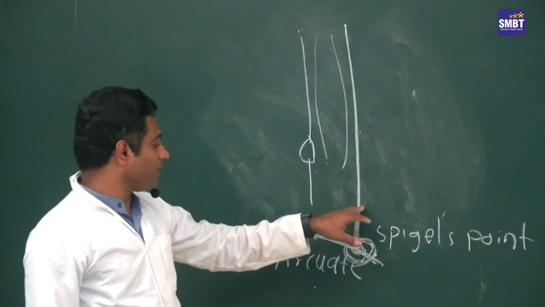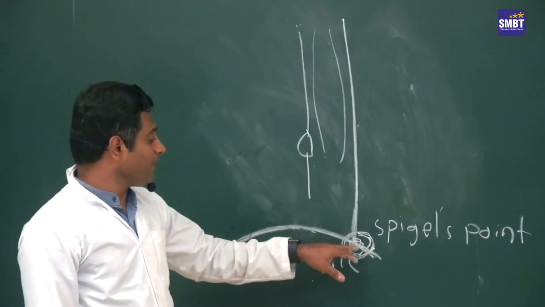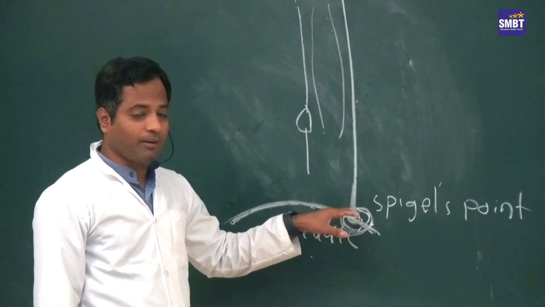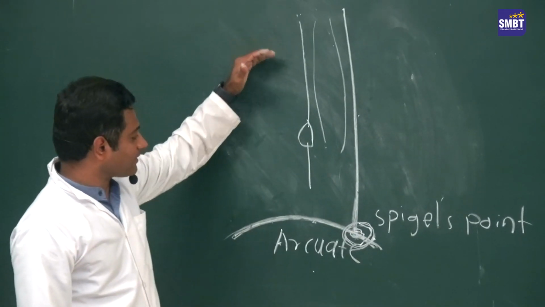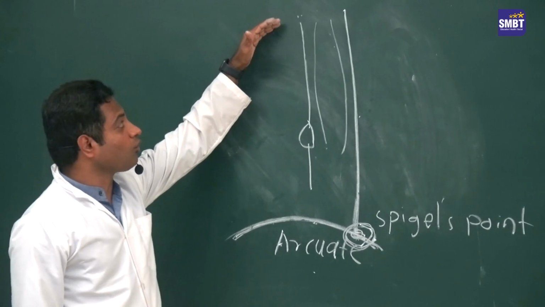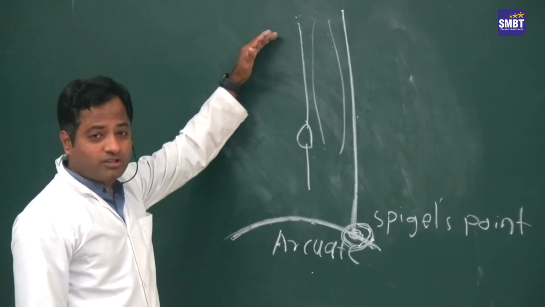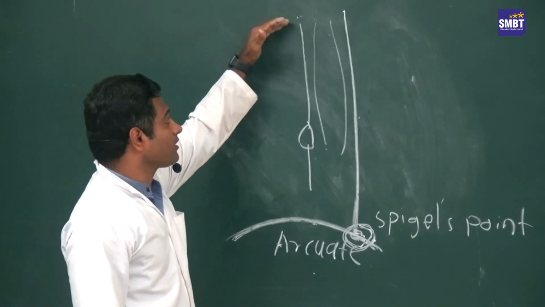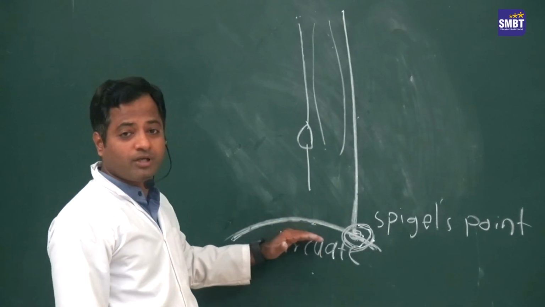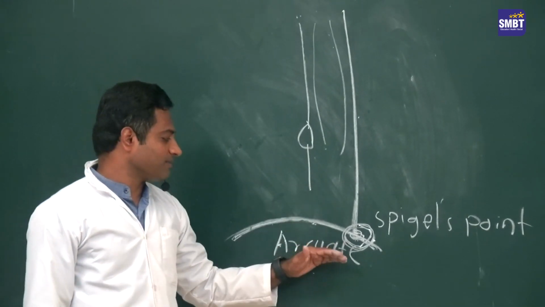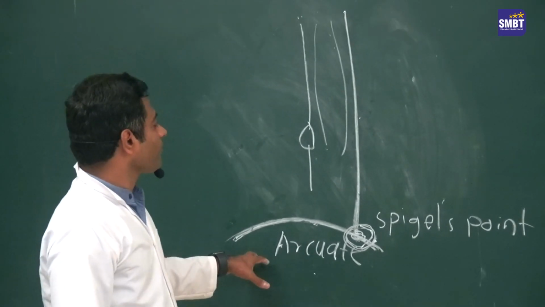So this is the semilunar line, this is the semicircularis line, also called the arcuate line, which meet each other laterally and below the umbilicus; that is called Spiegel's point. The anterior rectus sheath is present throughout from the subcostal region to the pubic symphysis, but the posterior rectus sheath is present from the subcostal region to the arcuate line, and is deficient below the arcuate line. So the muscle is directly in contact with the preperitoneal fascia or fascia transversalis.